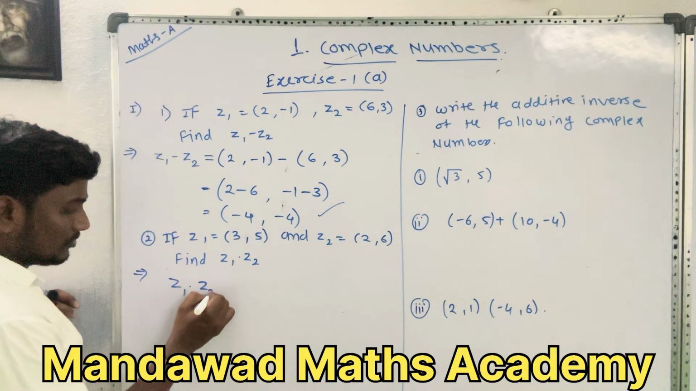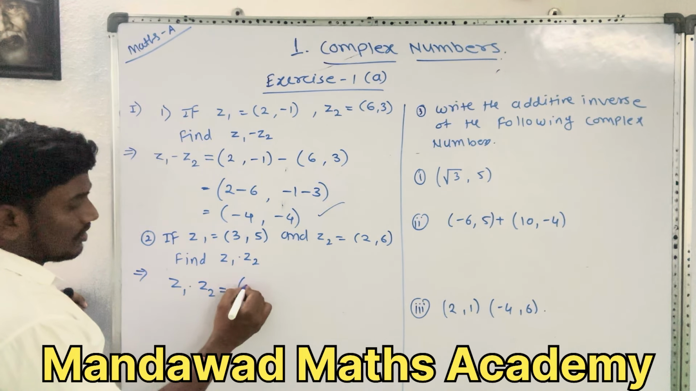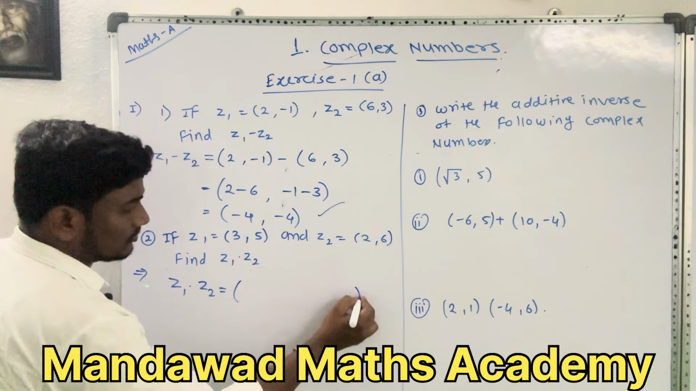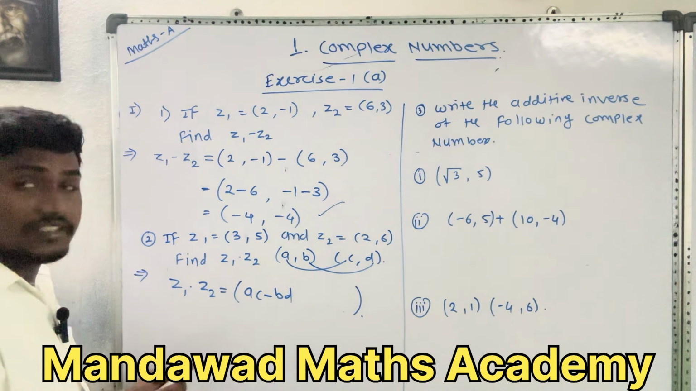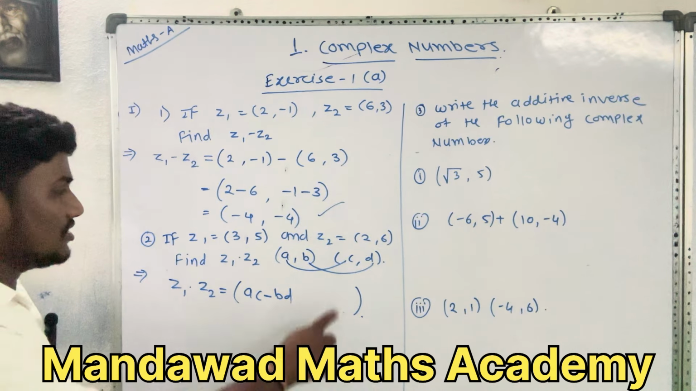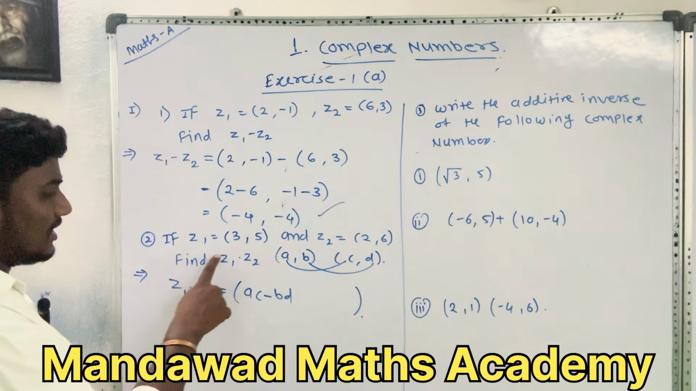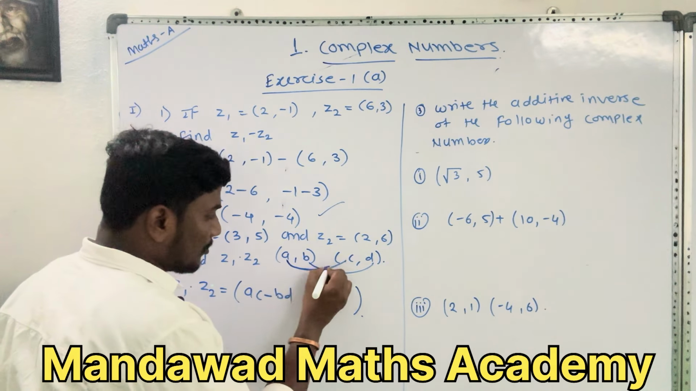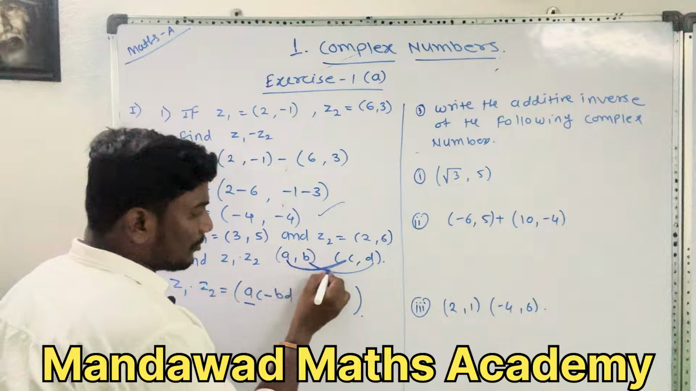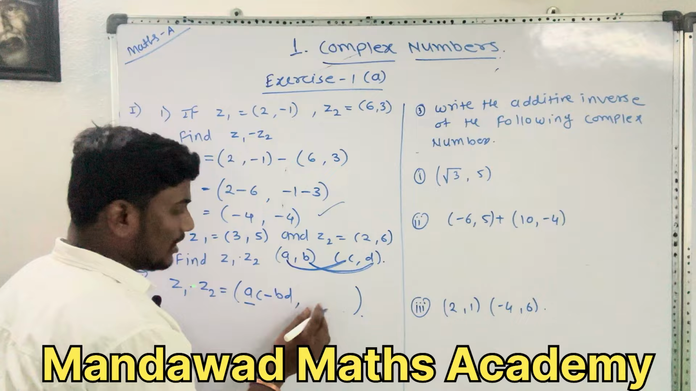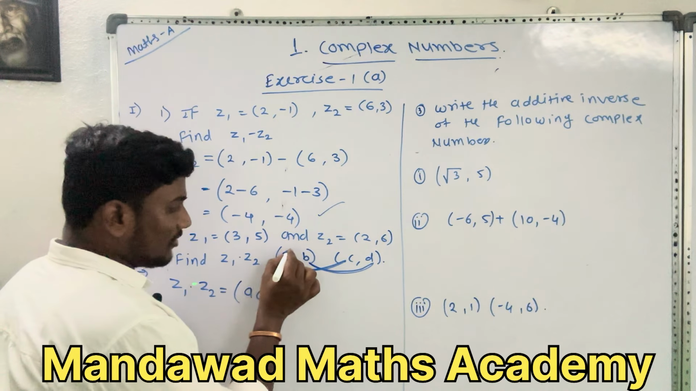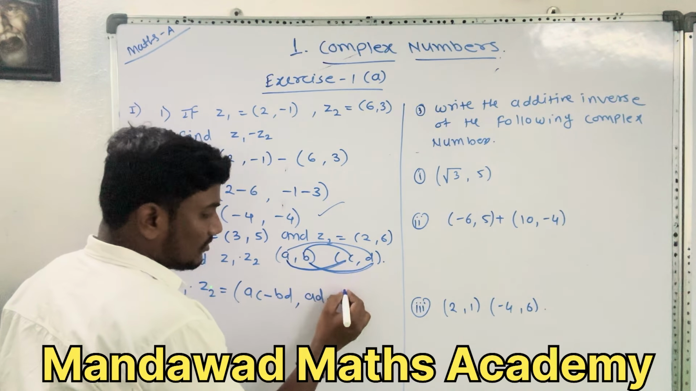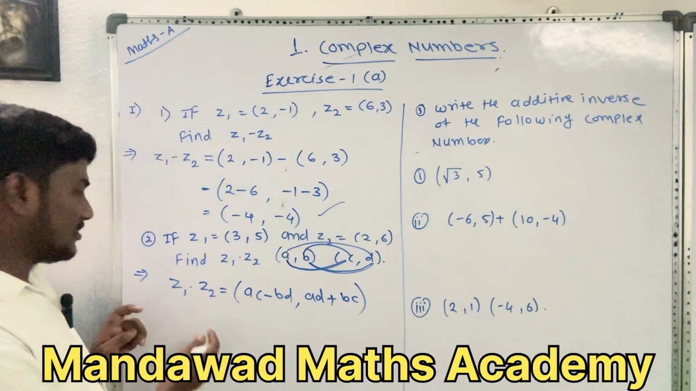Z1 into z2. The question is: if z1 is equal to (3, 5) and z2 is equal to (2, 6), find z1 into z2. You can remember the formula: first component into first component, AC, minus second component into second component, BD, comma, then first into last, AD, plus second into third, BC. You can write this formula and substitute all values.